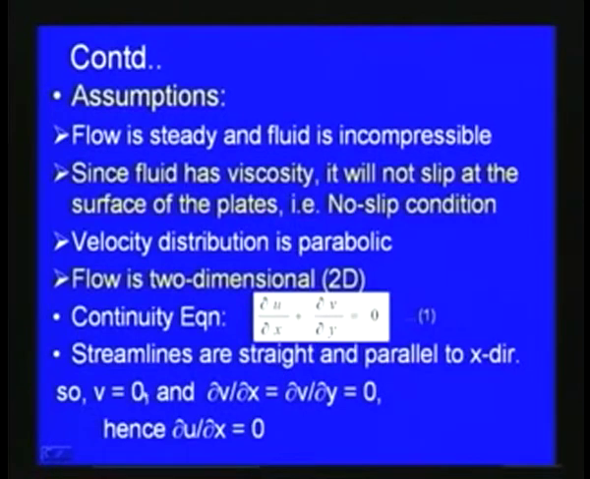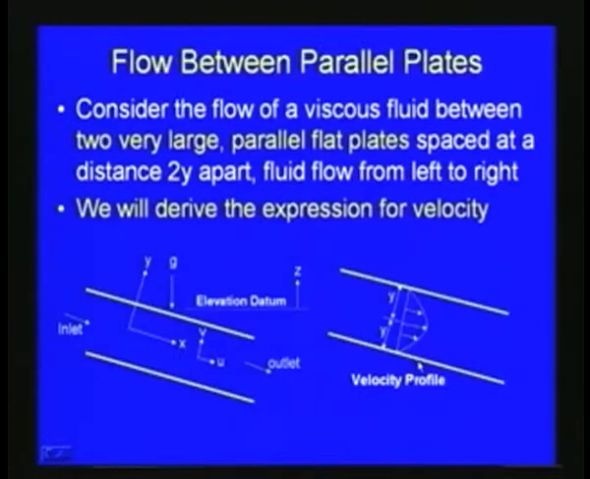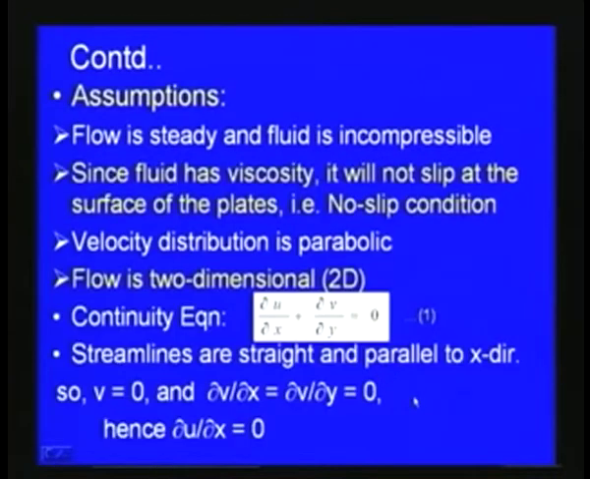Now, as far as this particular problem is concerned, the velocity v is equal to 0. So, del v by del x is equal to 0 and del v by del y is equal to 0. By using this condition in the continuity equation, we can write del u by del x is also equal to 0. That means this is a parallel flow which we consider here with respect to this plate, so flow between the parallel plates. So, the v component is 0, and we consider the velocity in the x direction, u.